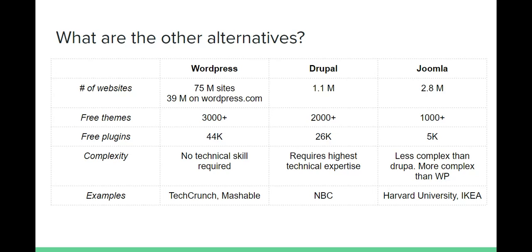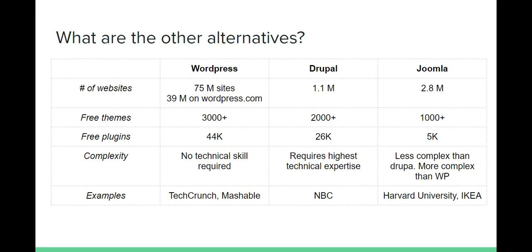Moving forward, what are the other alternatives? So, as of creating this presentation, there were over 75 million websites using WordPress. There were about 39 million websites on WordPress.com. The other alternatives are Drupal and Joomla. They are again content management systems, again popular content management systems.